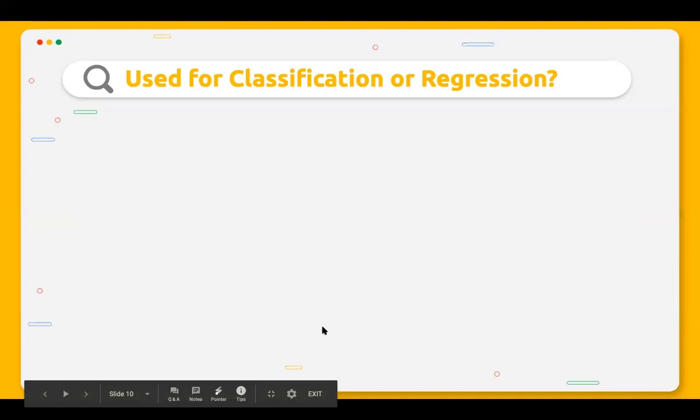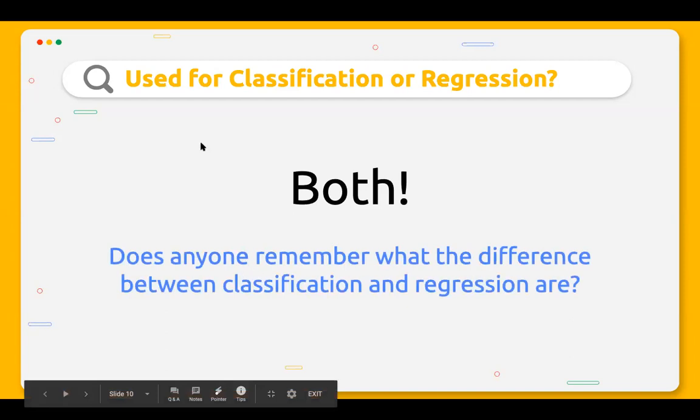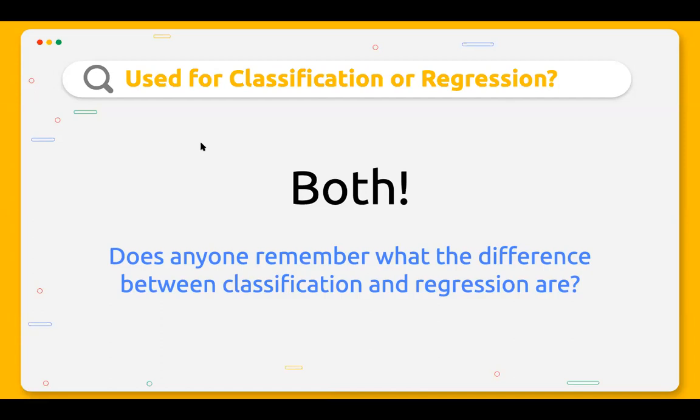So random forests are used for both classification and regression, but usually it's used for classification tasks just because it's more prevalent, and the random forest is really powerful for classification tasks. Does anyone remember what the difference between classification and regression is? We talked about it in the last session, so if you want to type in the chat what the difference is and maybe some examples of classification versus regression tasks, that would be great.